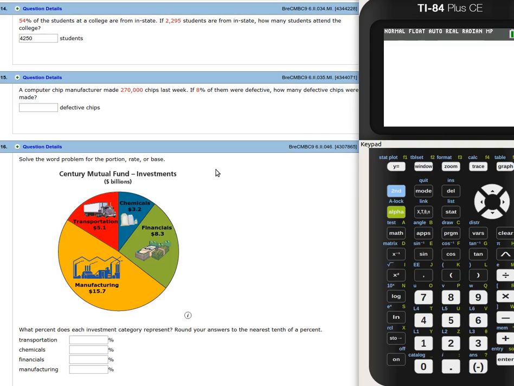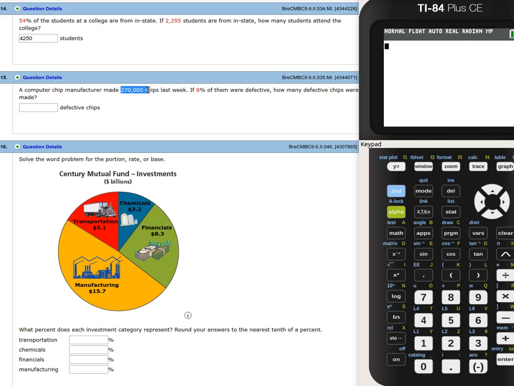Now for number 15, it says a computer chip manufacturer made 270,000 chips last week. If 8% of them were defective, how many chips were defective? So you can tell here that the defective chips, that's like the part, and the total number of chips they made, that's the whole. So the other terminology we're using for that is portion and base.